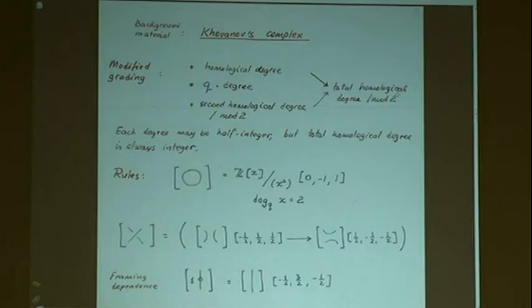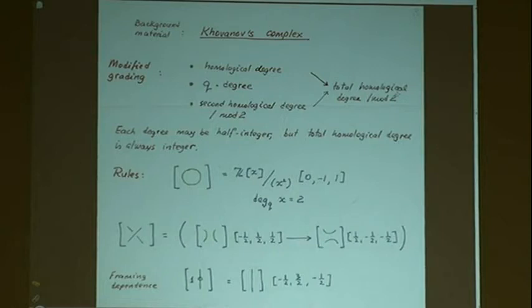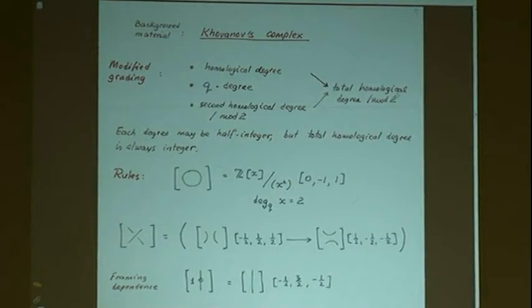And there will be framing dependence. By the way, my convention for Kauffman bracket also involves framing dependence. It works only for framed links. So if you change the framing by 1, this one stands for this kink, then this will be the straight line with this shift in degrees. But that's normal, and this is how it should be.